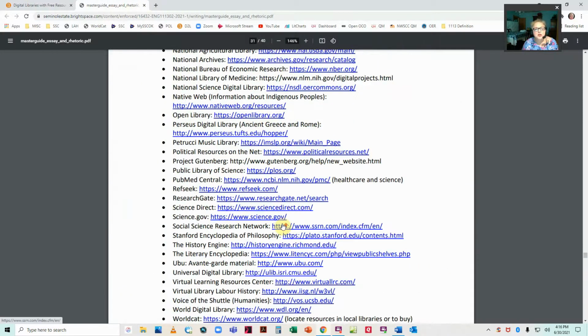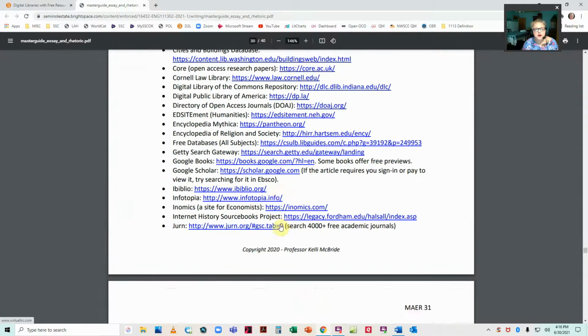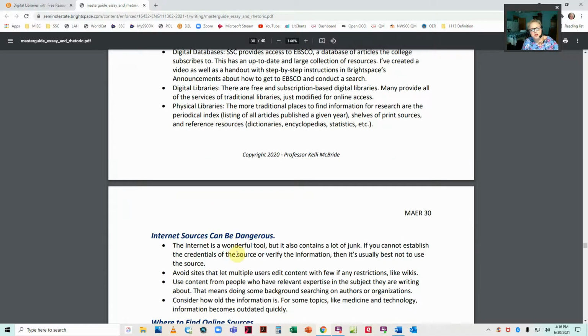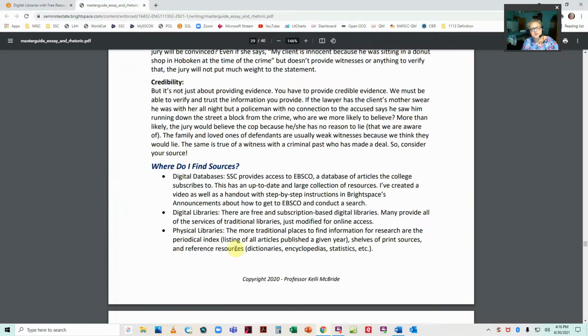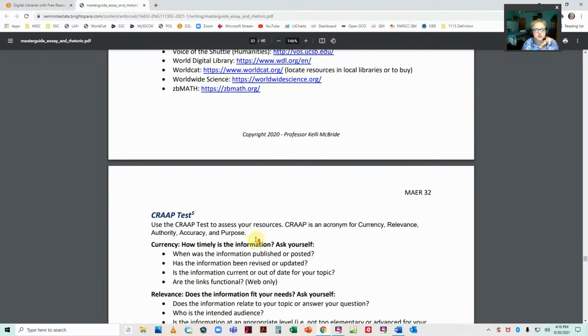Okay, so again, you can read this first part. I talk about how internet sources can be dangerous, and where you find sources. But I want us to go to the CRAP test.